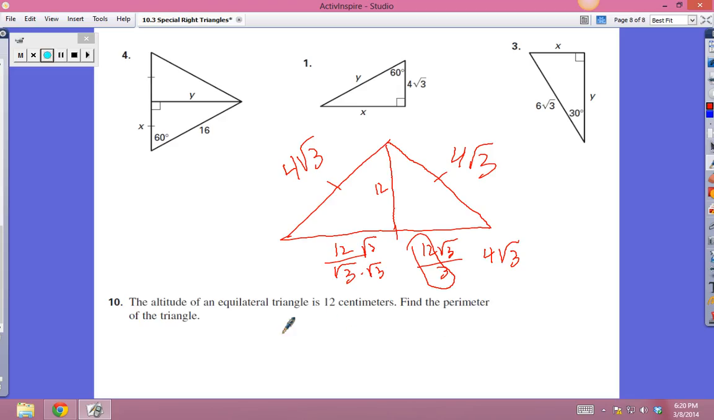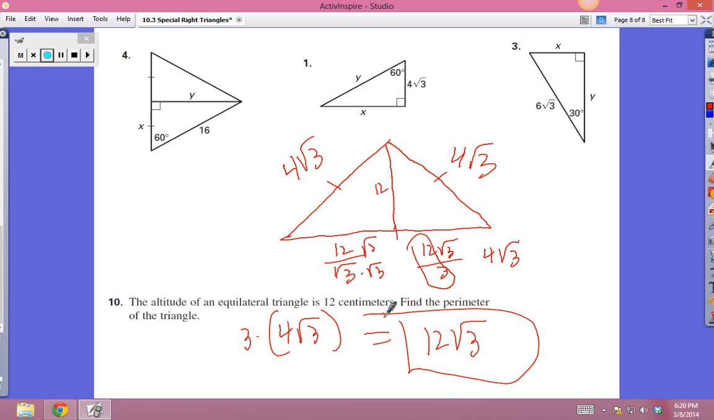If I add them all together, it's going to be 4 square roots of 3 times 3, or 4 square roots of 3 plus 4 square roots of 3 plus 4 square roots of 3. Either way, you're going to end up with 12 square roots of 3.